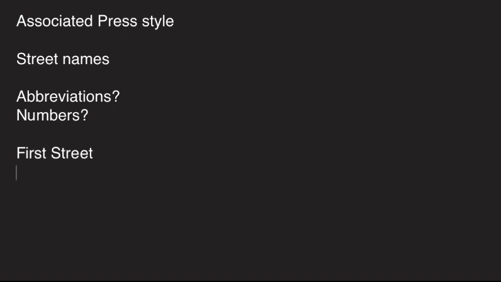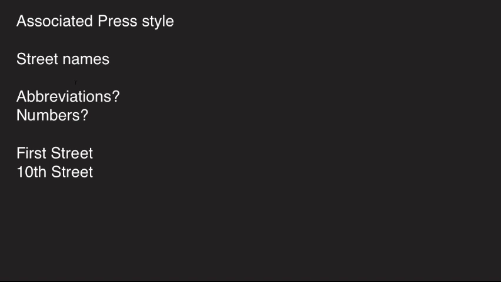Two things come into play here with street names. One is we need to ask ourselves about abbreviations, and we also need to ask ourselves about numbers. Let's start with the numbers. If you're dealing with a street name that is also a number, like First Street or 10th Street, notice how I did that. The basic rule on numbers in Associated Press style is, if they are 0 through 9, they are written as a word, and anything that is 10 or higher is written as a numeral. This general rule applies directly to street names that are numbers.